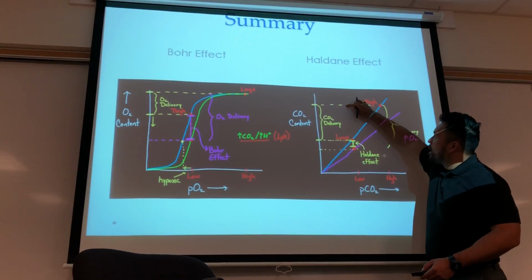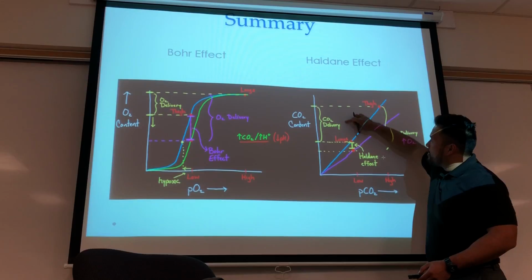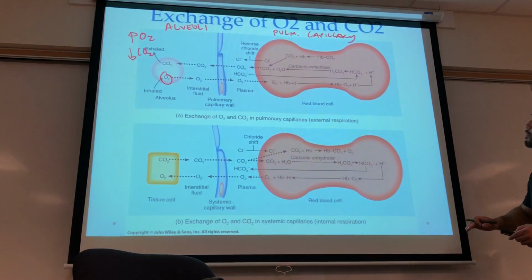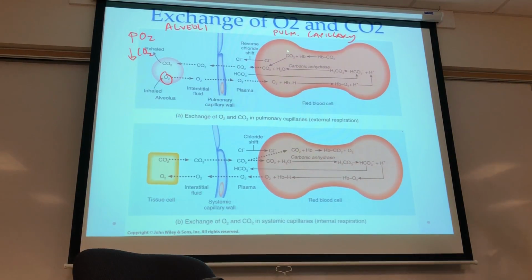Normally we would go from our total CO2 content, and then we release that CO2, and due to the increasing amount of O2, again, that increasing amount of O2 is going to unload that CO2, which is going to contribute to more CO2 coming off that hemoglobin, diffusing into the plasma, diffusing into the interstitial fluid, and then making its way into the alveoli. So that, again, is the Haldane effect.